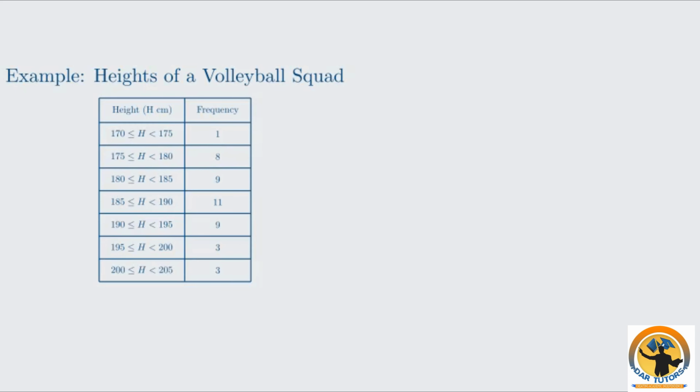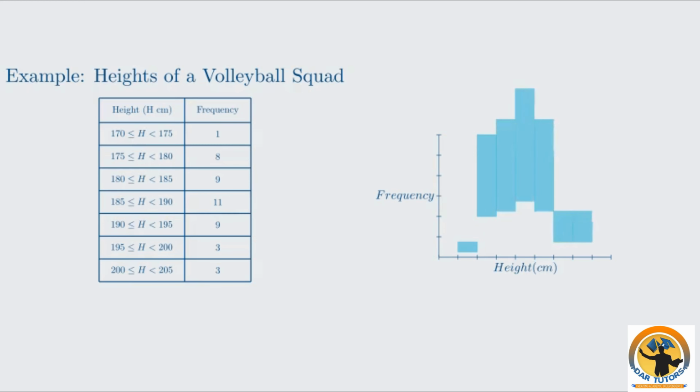Suppose we have the heights of a volleyball squad. Since height is a continuous variable, we are given a frequency table with class intervals. The interval 170 ≤ h < 175 means heights that are 170 centimeters or more, but less than 175 centimeters. To draw the histogram, we mark the class boundaries on the x-axis, 170, 175, 180, and so on. The frequency, 1, for the first interval becomes the height of the bar. We then draw the next bar immediately adjacent to it with a height of 8. After drawing all the bars, we have our histogram.